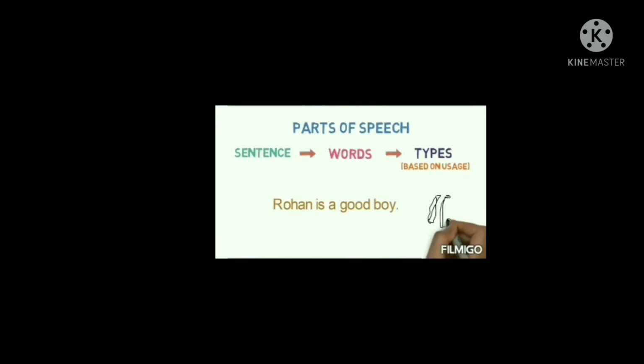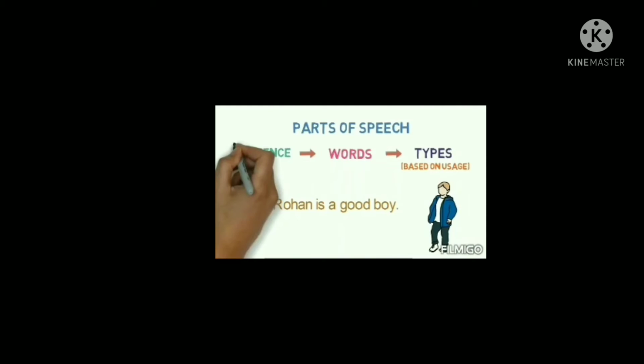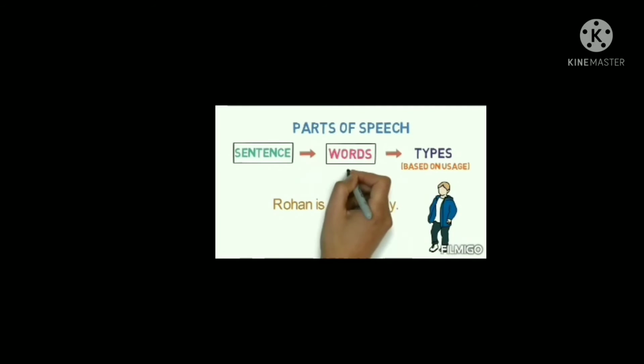Rohan is a good boy. Here you can see that this is a sentence. It is made up of how many words? Let's count. First Rohan, second is, third a, fourth good, and fifth boy. So in total there are 5 words.